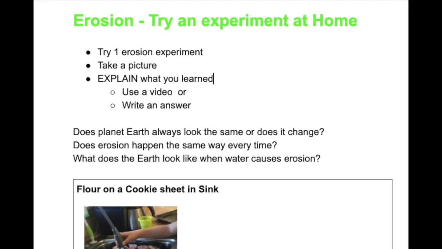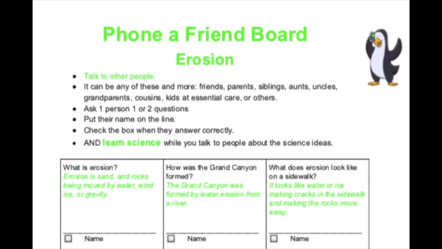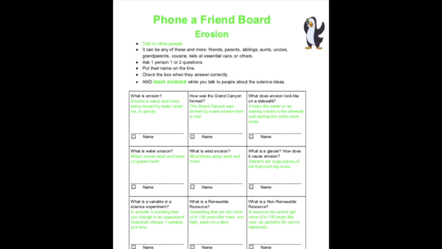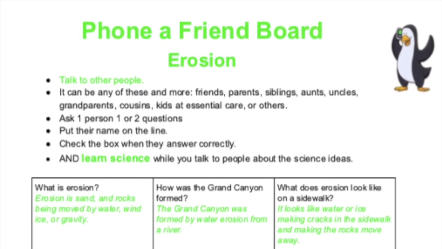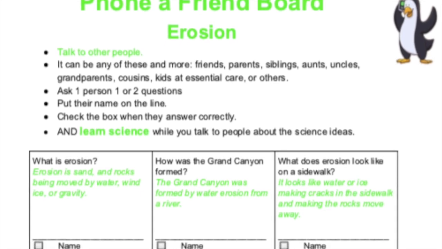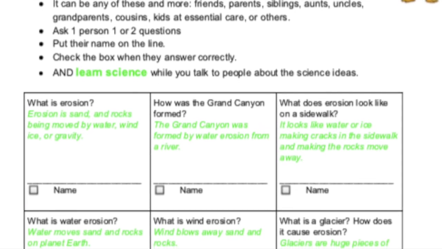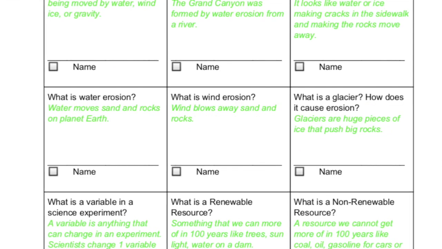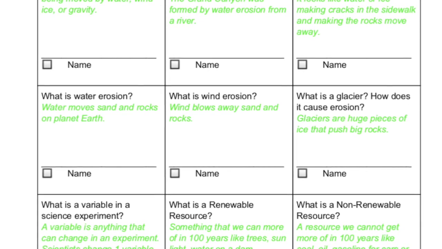You have two choices for erosion. You can do an experiment at home or you can do a phone a friend board. The phone a friend board means each person fills two squares and you call up different grown-ups and ask them questions about science. The goal is to call and talk to people about science. Call a grandma, call an aunt, call an uncle, call a friend you don't talk to very often. Anyone except for fifth graders at Horace Mann.